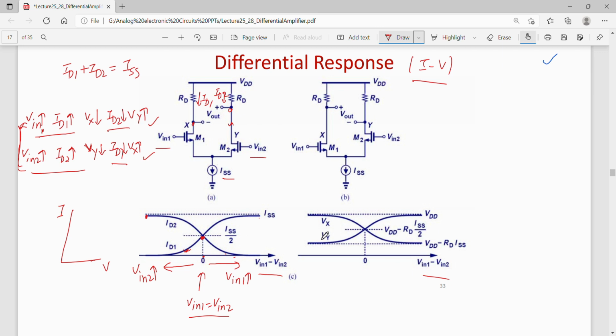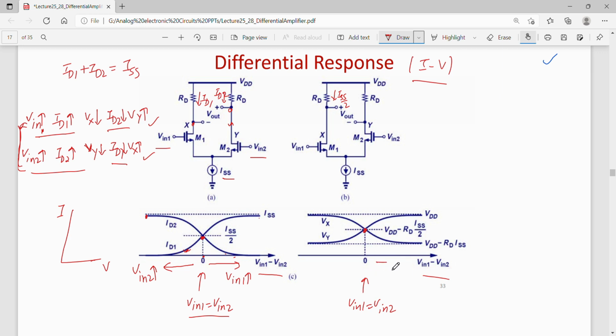Again, this is the point where Vin1 is equal to Vin2, that is why Vin1 minus Vin2 is 0. At this point, equal currents flow through these two transistors. So both Vx and Vy would be equal, and that would be equal to VDD minus ISS by 2 times RD. That is this point. Both Vx and Vy are equal.